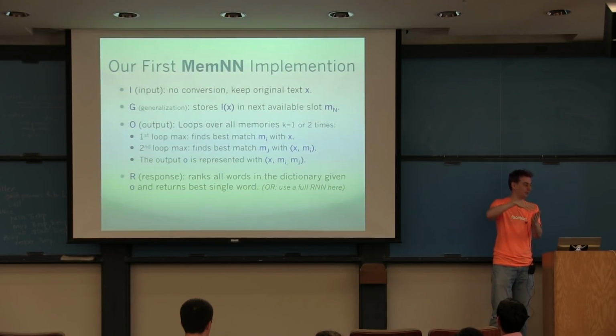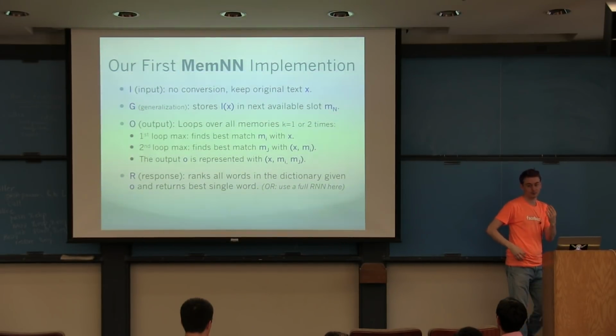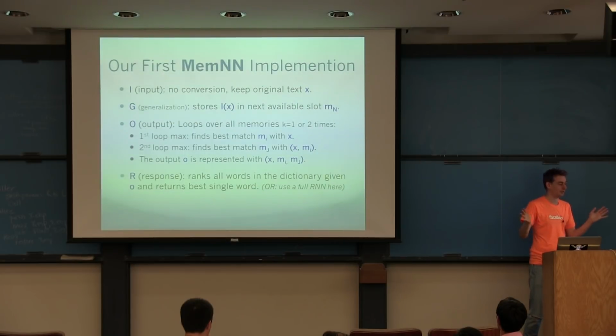If you don't hit that one, then you do another loop and keep conditioning on more and more memories until you hit the stop memory. So that's one way you could have an adaptive number of hops, and we've explored that.